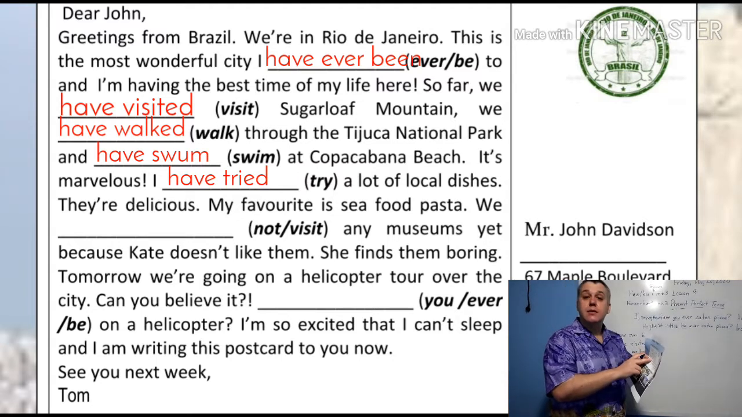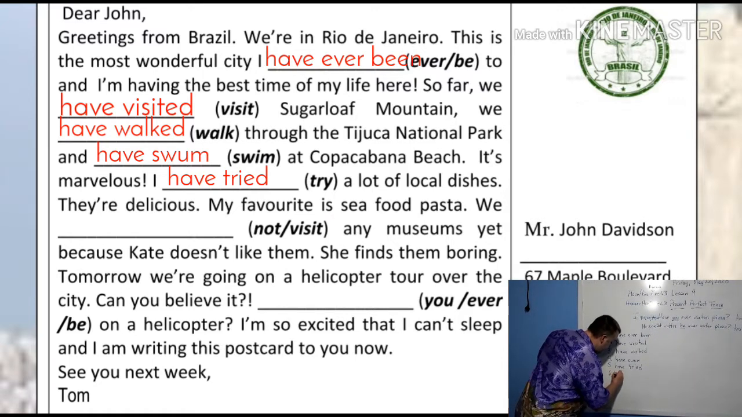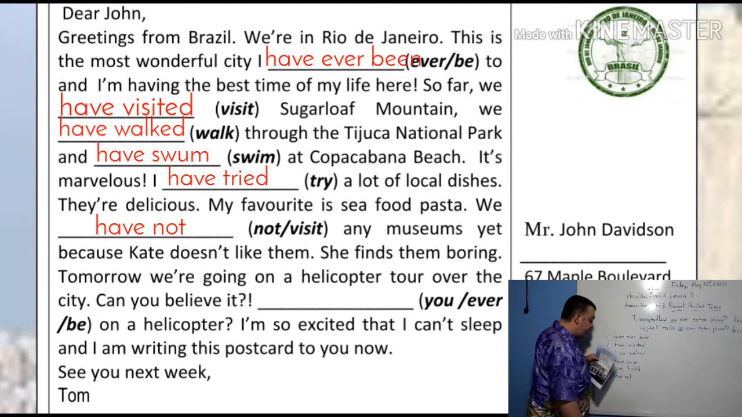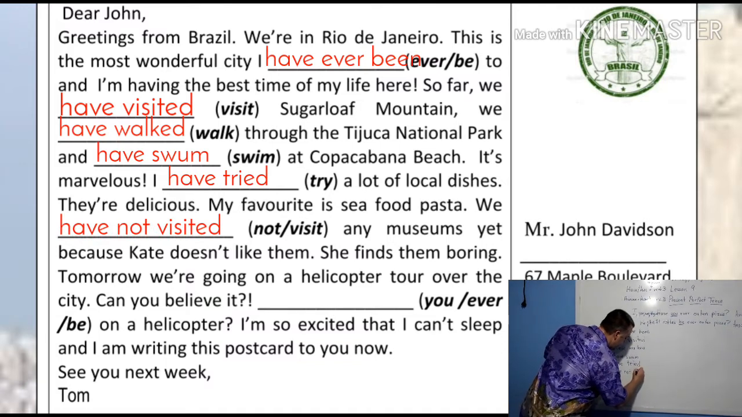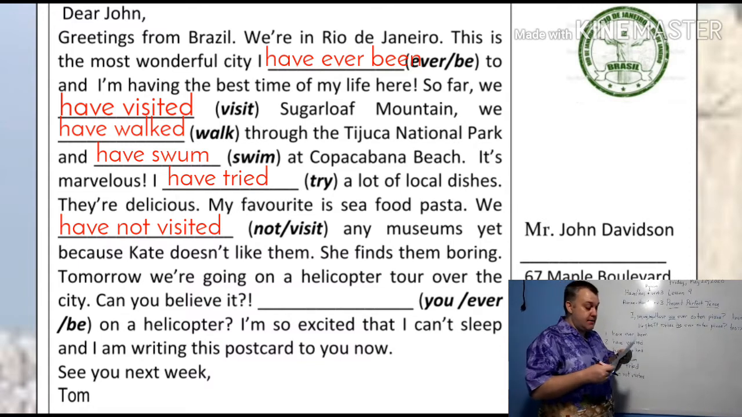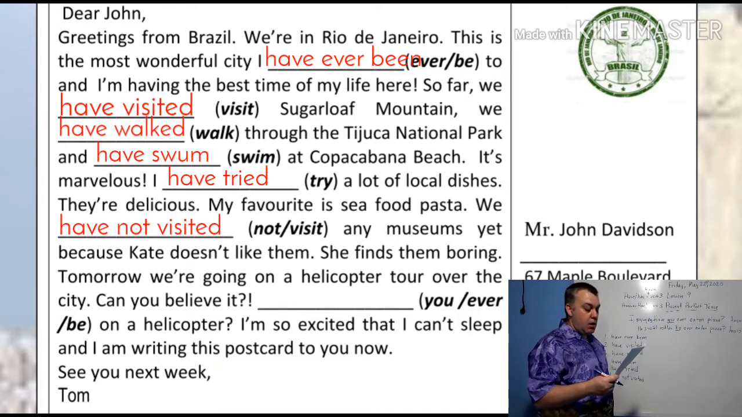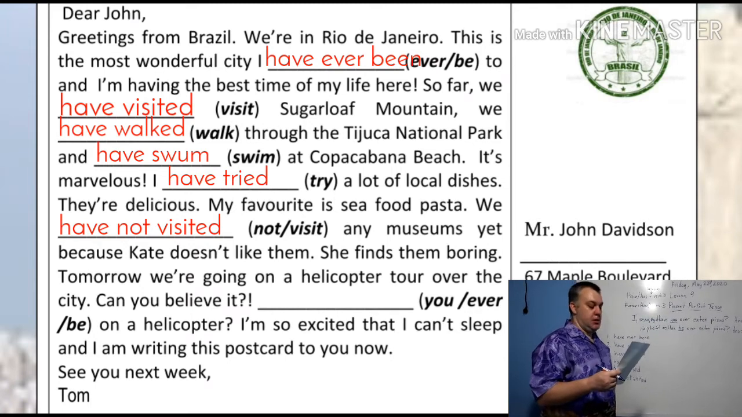They have not in there. So we, the verb, we use have, not, and again, visit. Visited. Have not visited. We have not visited any museums yet because Kate doesn't like them. She finds them boring. Oh, blah. Tomorrow we're going on a helicopter tour over the city. Can you believe it? No, I can't believe it.